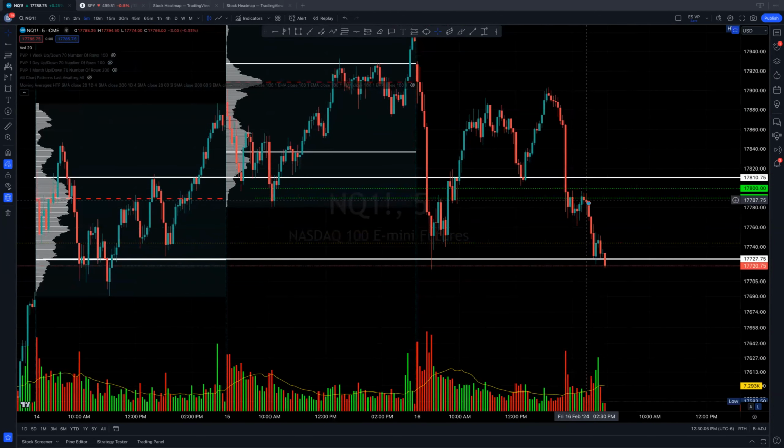I was short somewhere around here, had my stop just right here at 800. This was about a 10, 12 point stop right there, just based on intraday price action. And this is why you see me having very tight stops when it comes to trading ES, sometimes 2, 3 points.